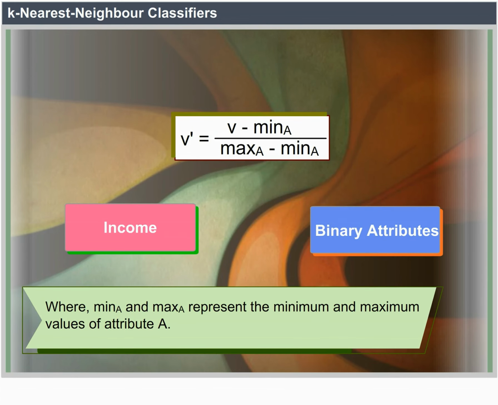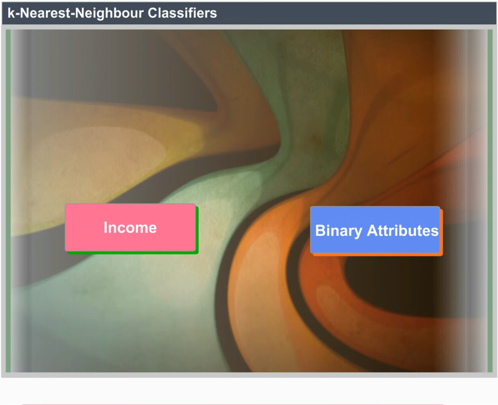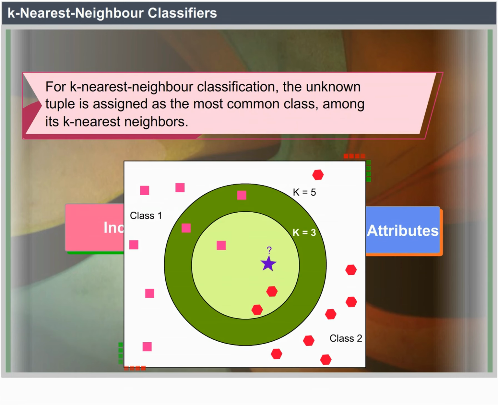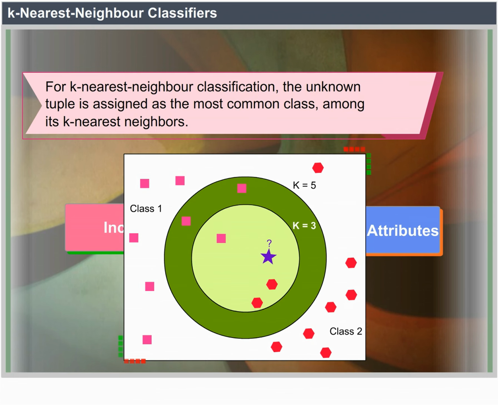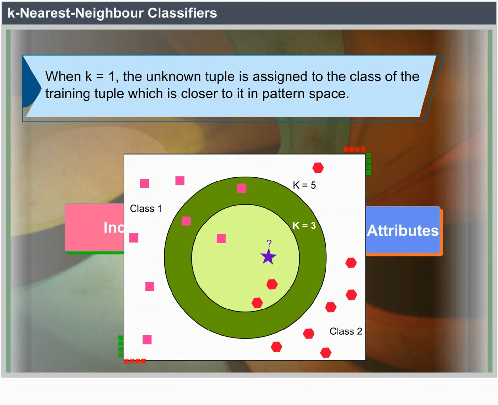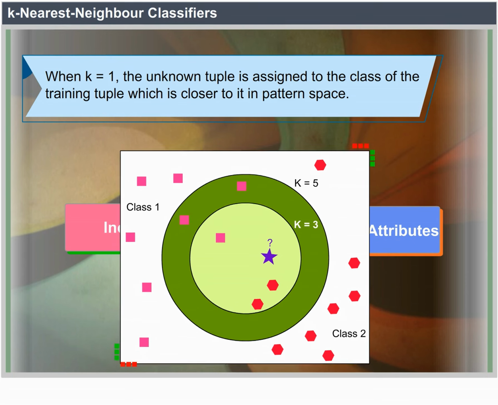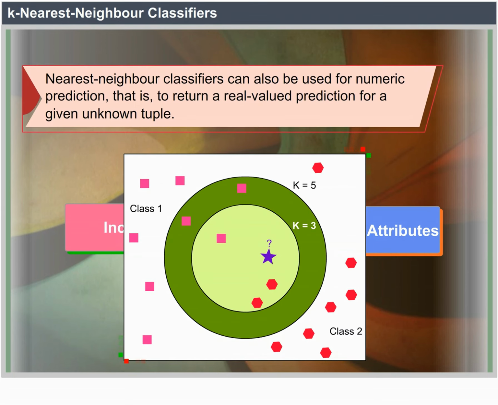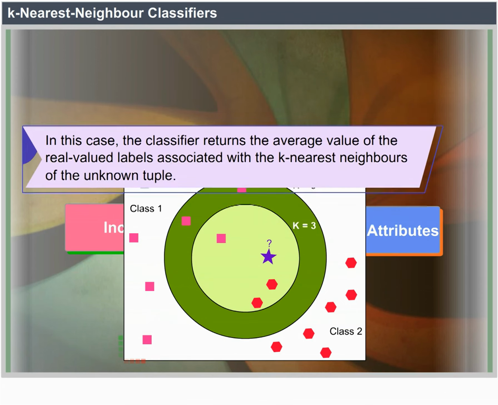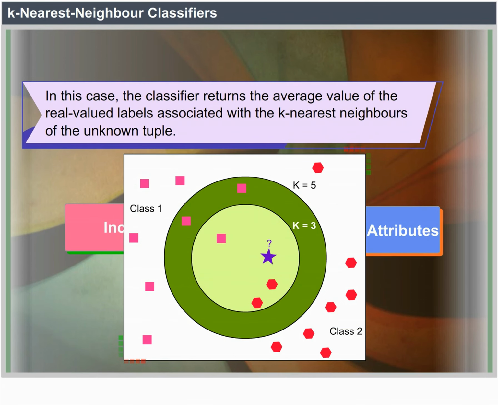For k nearest neighbor classification, the unknown tuple is assigned to the most common class among its k nearest neighbors. When k equals 1, the unknown tuple is assigned the class of the training tuple that is closest to it in pattern space. Nearest neighbor classifiers can also be used for numeric prediction, that is, to return a real-valued prediction for a given unknown tuple. In this case, the classifier returns the average value of the real-valued labels associated with the k nearest neighbors of the unknown tuple.